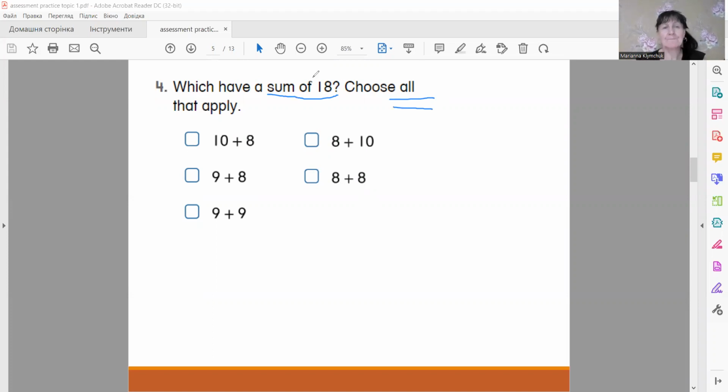You need to check. Okay, 10 plus 8, 18, 18. 9 plus 8, not 18. 9 plus 9, doubles, 18, 18. 8 plus 10, change places, 10 and 8, 8 and 10, 18, 18. 8 plus 8, not 18. So here we got 3 ticks. If you have 3 ticks, you have 3 points. If you missed something, minus 1. Okay?